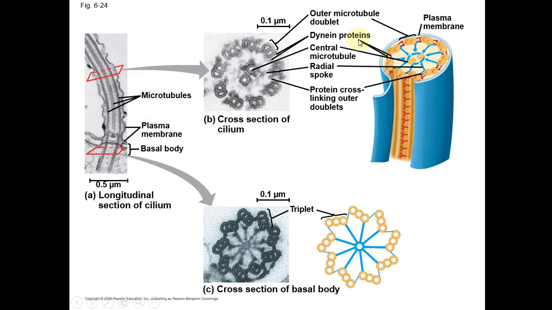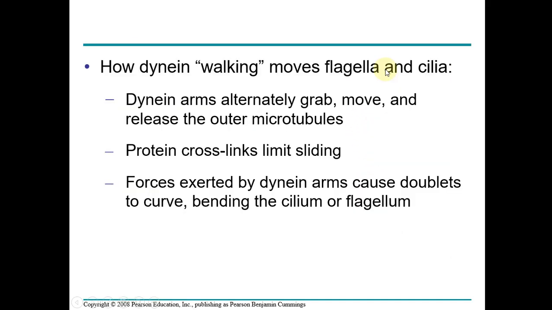Kung makikita nyo, so this is a structure of a typical cilium. Yan, yung basal body niya, so parang yan, 9 triplets. 9 triplets. So, ganyan yung itsura niya. Okay, so sa base niya, meron siya dynein structure. So, yan. How dynein walking moves flagella and cilia. Dynein arms alternately grab, move, and release the outer microtubules. Protein cross-links limit sliding, and forces exerted by dynein arms cause doublets to curve, bending the cilium or flagellum.